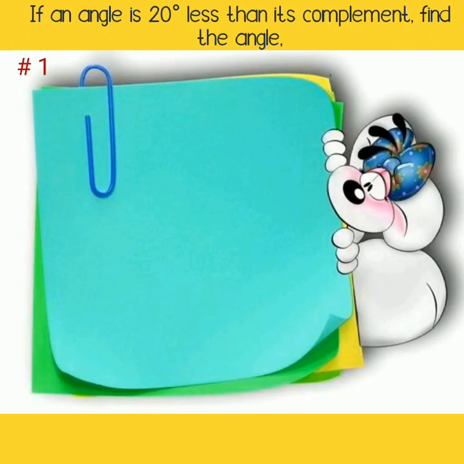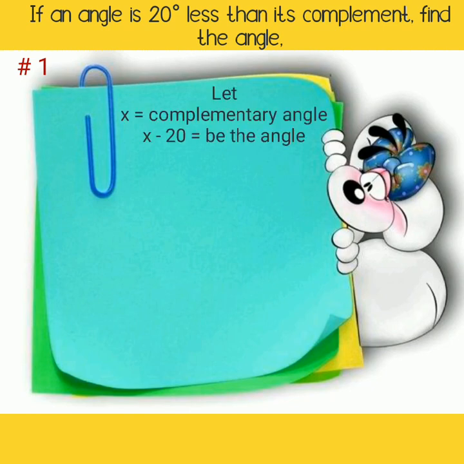If an angle is 20 degrees less than its complement, find the angle. Let x be the complementary angle and x minus 20 be the angle. So the working equation will be x plus x minus 20 is equal to 90. It was equated to 90 since the sum of complementary angles is equal to 90.